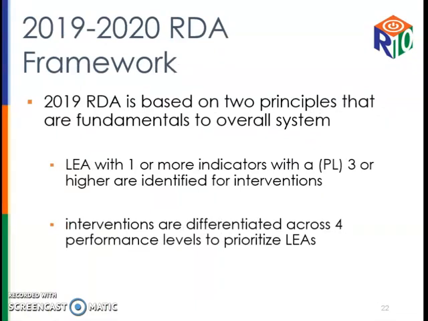And now to conclude, we will review the 2019-2020 RDA framework, which states that there are 2 principles that are fundamental to the overall system. That includes LEAs with 1 or more indicators with a PL of 3 or higher are identified for interventions. This means that if your calculated PL mean would normally fall in the PL range of 1 or 2, but you don't have indicators 3 or 4, then you have an overall program performance level of 0 that should be reflected in ISAM. And last but not least, it's important to remember that interventions are differentiated across 4 performance levels to prioritize LEAs.